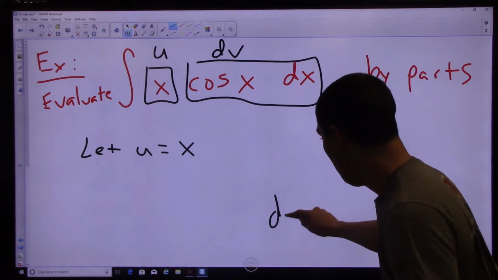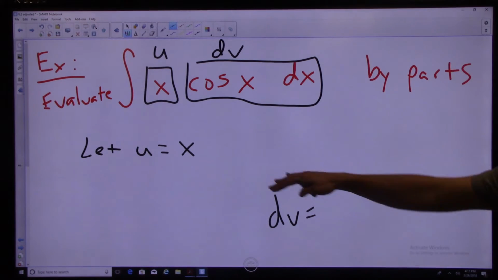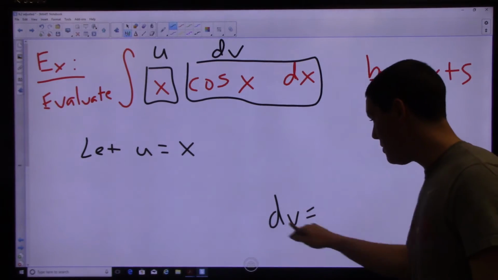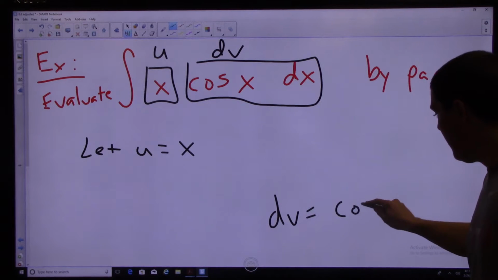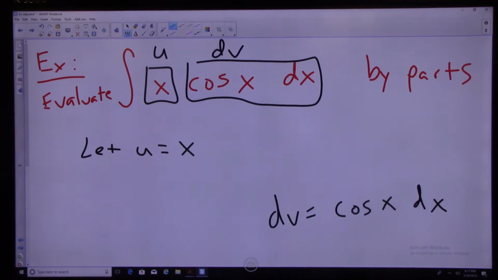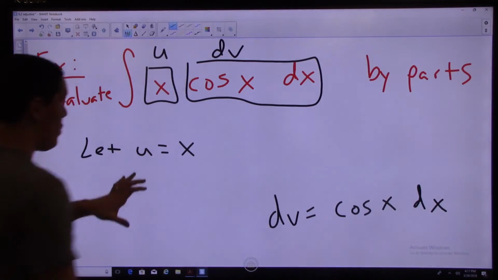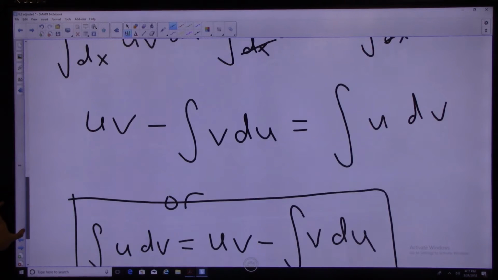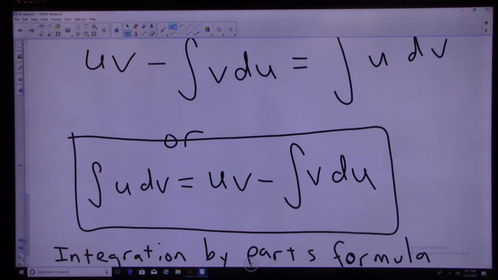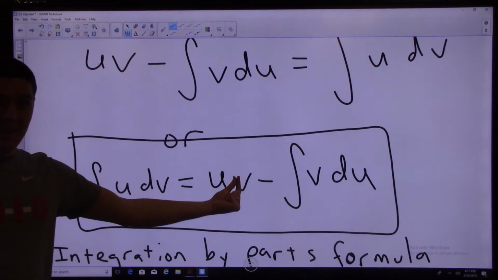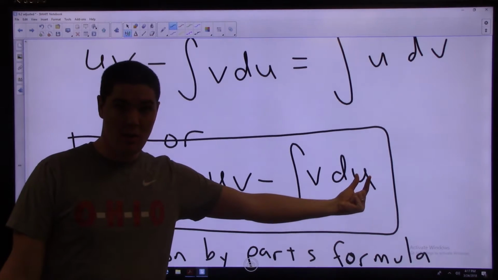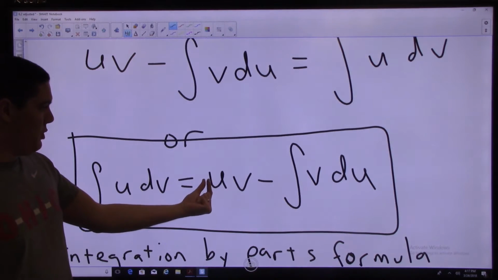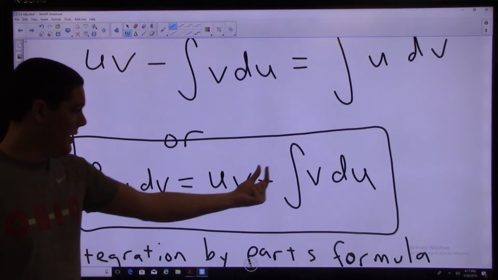So down here, I'm going to write dv. Now, I'll explain that in a second. Let me stagger it here, so it's a line below and to the right of it. So dv would be cosine x dx. Okay. So now, in order to use this formula, guys, look at what we have. I'm going to need to know what v is. I'm also going to need to know what du is. So we know what u is, and, well, that's about it. We know u, but we need to know v and we need to know du.